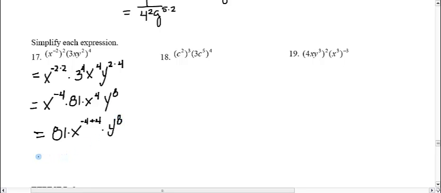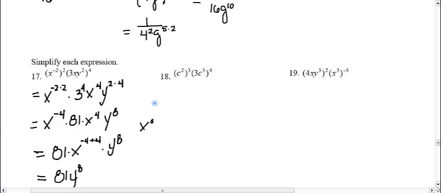Okay, and we're almost done at this point. You'll notice that x to the negative 4 plus 4, that's going to turn into x to the 0. And I think we're all comfortable with the fact that x to the 0, or anything to the 0 power, turns into 1. So it turns into 1, and anything times 1 is itself. So we actually don't see it. It looks like it drops out, but really it's just a multiplication of 1. So it's gone, and then we'll add in our y to the 8th, and then that's our result, 81y to the 8th.